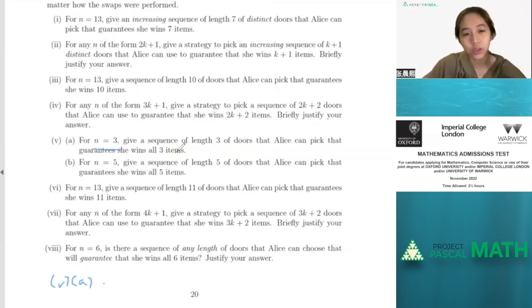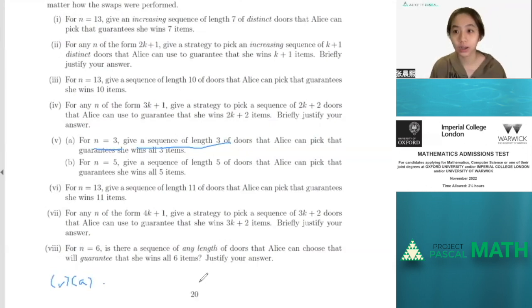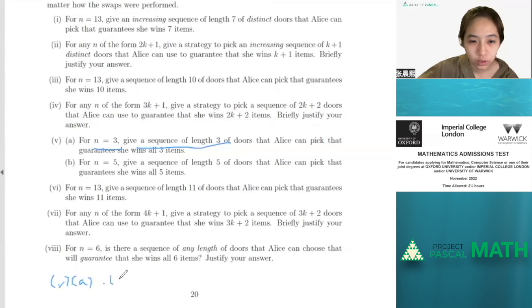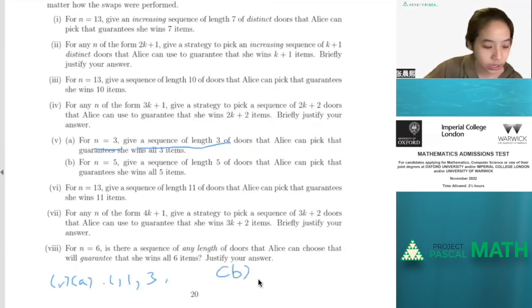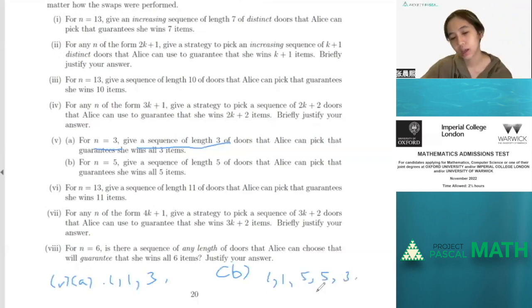Okay, for any question three, give a sequence of 3 doors such that Elise picks one that guarantees she wins all 3 items. And so 1, 1, 3 works because if after the second turn the item is still not at door 1, there has to be a door 2. And for B, 1, 1, 5, 5, 3 works. Because imagine at any single time where the item is, it does not escape both sides. And so the last time where it's picked, it has to be at 3. Otherwise it would pick earlier.